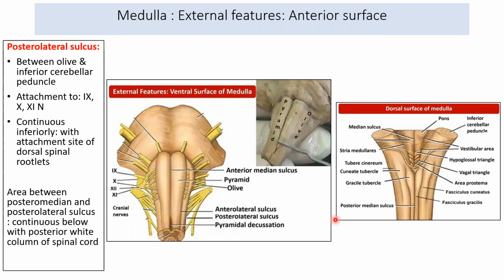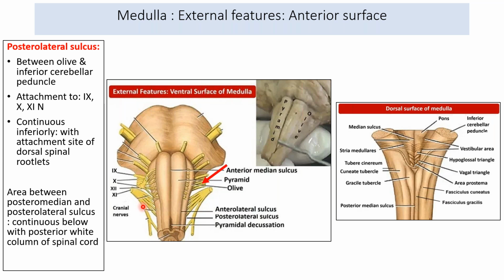Now we talk about the posterolateral sulcus. The posterolateral sulcus is over here, behind the olive. So this is the olive, and behind the olive you have the inferior cerebellar peduncle, which connects the medulla with the cerebellum. So that is the posterolateral sulcus. Attached to the posterolateral sulcus is the attachment of the rootlets of the 9, 10 and 11th cranial nerves.